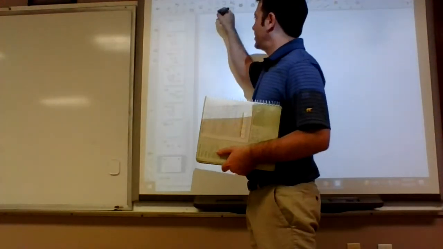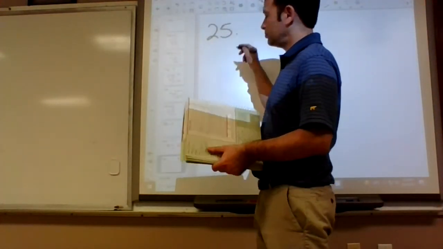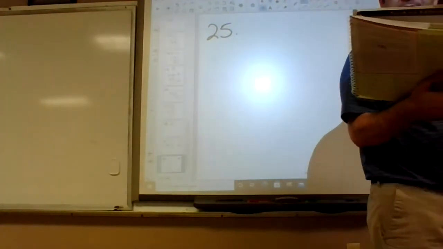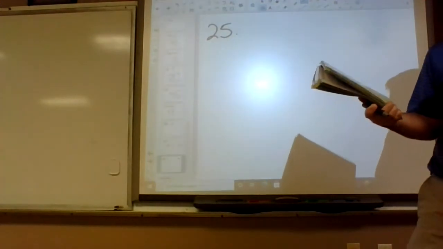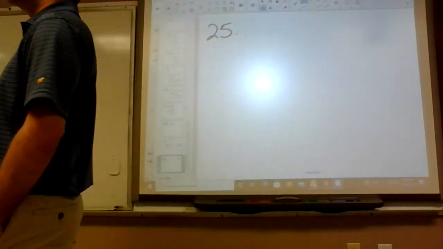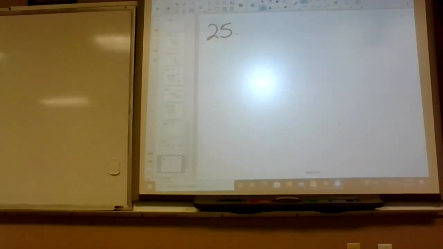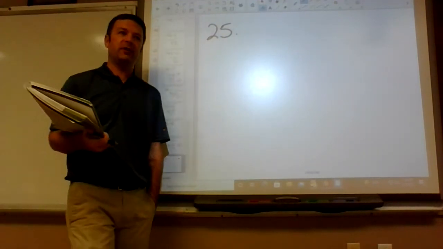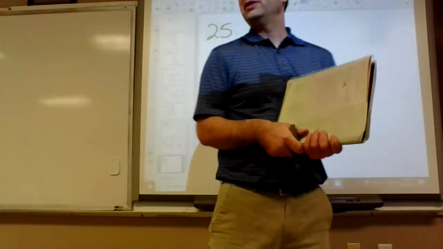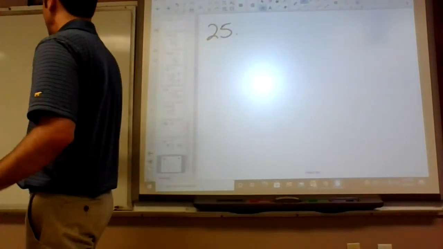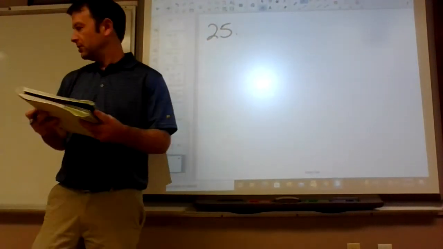Okay, 25. Complete the table. Round to the tenths place. What's the tenths place? First decimal place. Okay. Number 25 has the one formula we have to memorize this chapter. What's the percent change formula? Change over original.